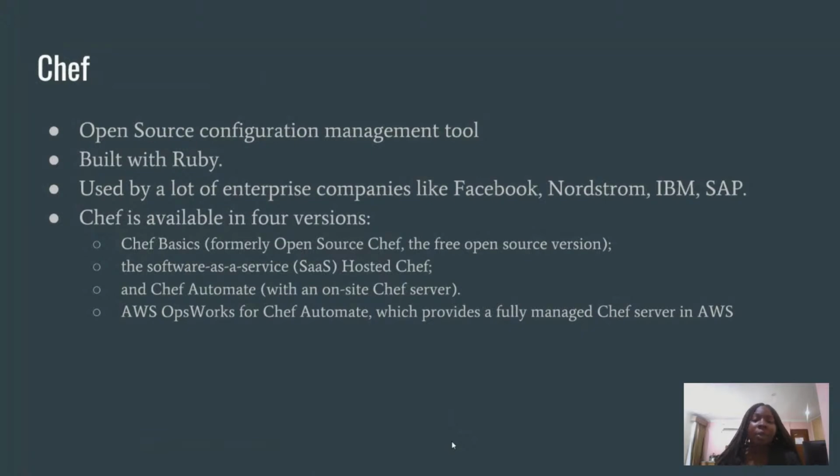Chef is available in four versions. You have the open source, which you can easily download on your system. You have the software as a service Chef. With this, you have to pay for it. It comes with some features that the open source version does not have. Then you also have Chef Automate, another version of Chef that can also be run on premise. Then you have AWS OpsWorks for Chef Automate. This is if you're using AWS, so you have a particular version of Chef on AWS.